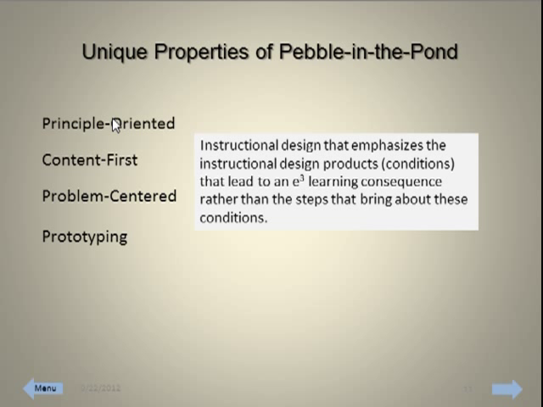The steps in the instructional design procedure are not what lead to an E3 learning consequence. Rather, it is the products that these steps produce that are the conditions for producing the desired learning outcomes. The Pebble-in-the-Pond model prescribes steps that have been found to lead to instructional products that do result in an E3 learning consequence. In the Pebble model, these instructional products are a mock-up of the actual instruction, using multimedia to create a functional prototype of the instruction rather than an abstract description.